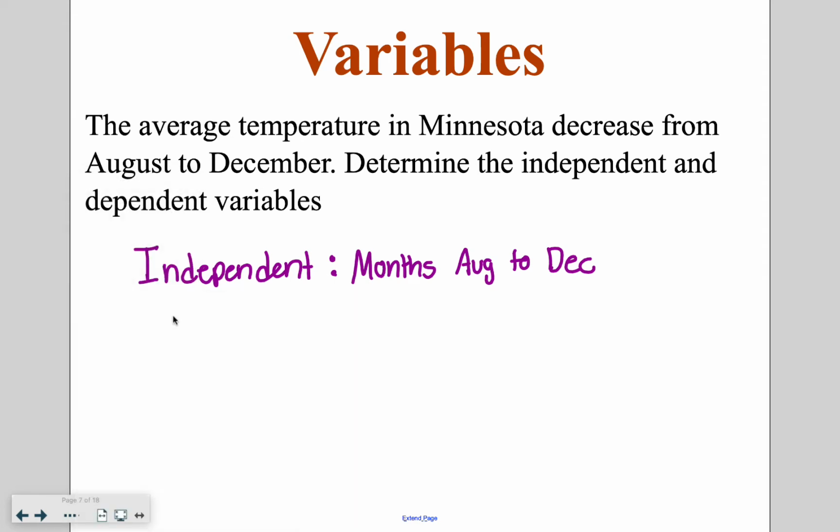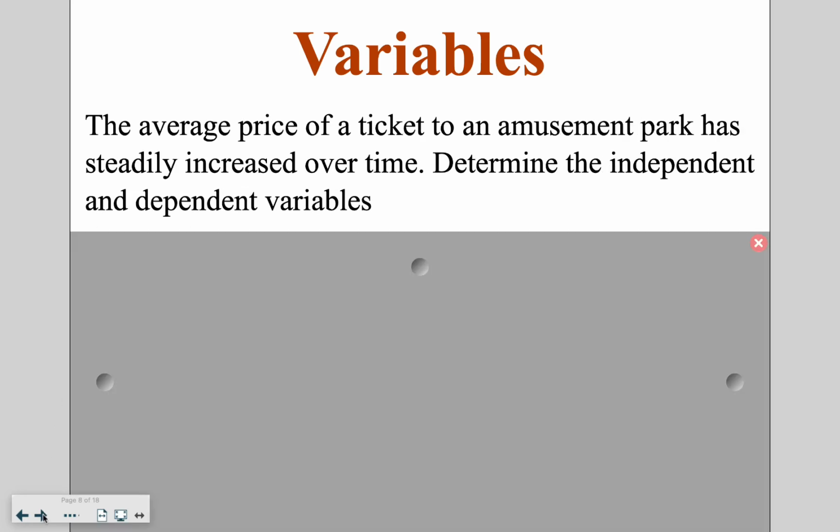Our dependent variable then, the result of the changing months, is the changing temperatures. So our dependent variable is going to be the average temperature. So if you were going to put this on a graph, your x-axis would be labeled August, September, October, November, December. And then your dependent, your y-axis, would be labeled with the different possible temperatures that you could encounter during those months. Go ahead and try this one on your own to determine the independent and dependent variables.